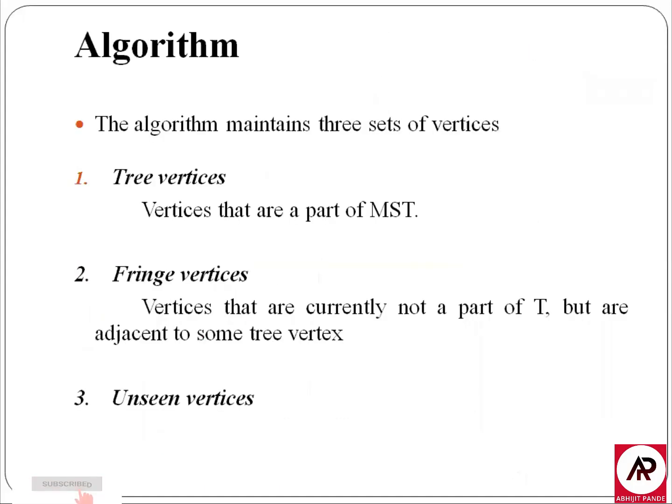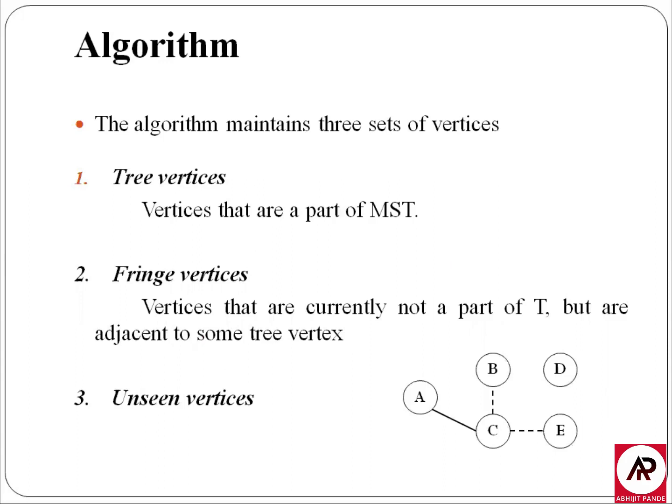Now, in order to consider the algorithm of Prim, we first need to consider the different terminologies associated with the algorithm. The algorithm mainly consists of 3 different sets of vertices, that is tree vertices, fringe vertices and unseen vertices. I am going to explain it with the help of an example.